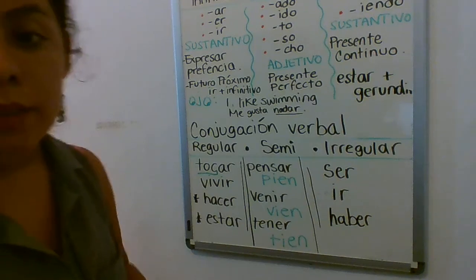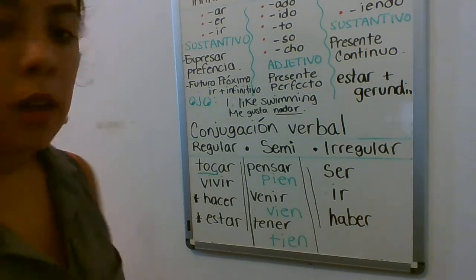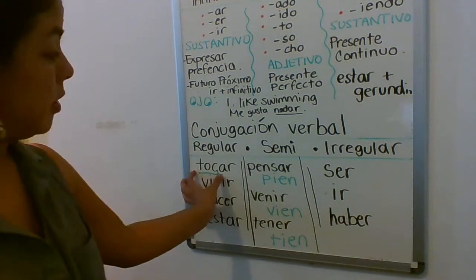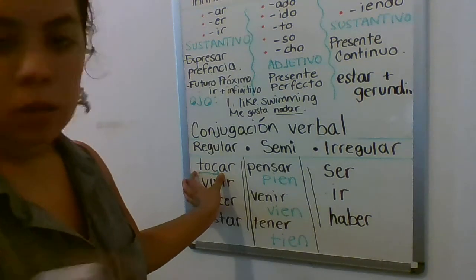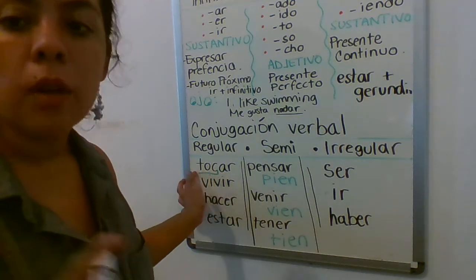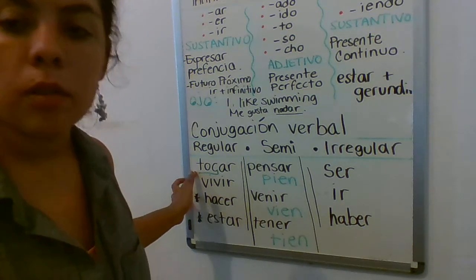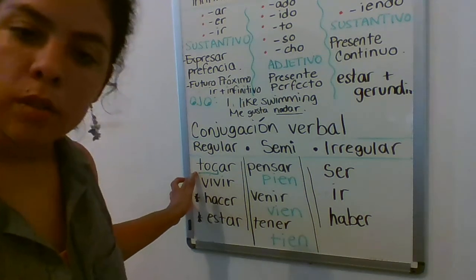I'm going to conjugate the verb tocar, that's to play an instrument or to touch, in present. So I'm going to use the same stem for all my personal pronouns. Yo toco, tú tocas, él toca, nosotros tocamos, ustedes tocan, ellos tocan.